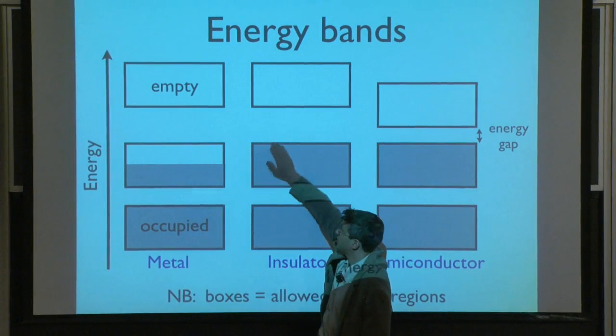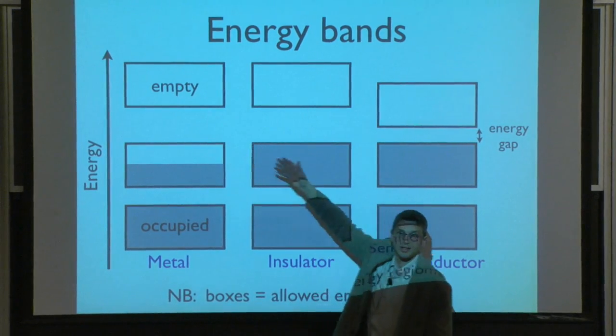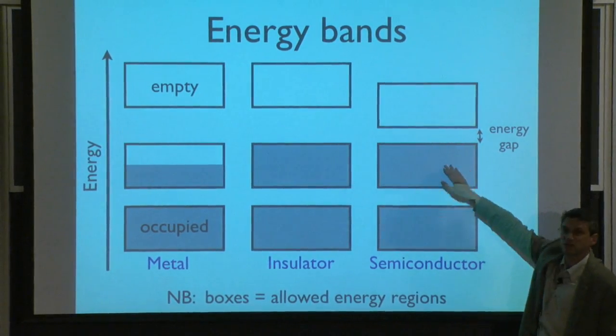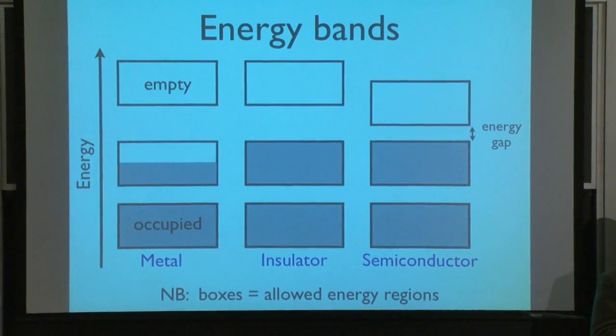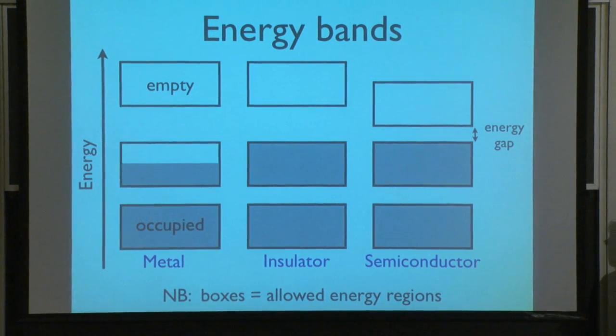If you stop at the top of a band and there's a big jump to the next band, it's an insulator. If it's a little jump, it's a semiconductor. Anybody know what the gap of a semiconductor is typically? 1.8 to 3 electron volts. Yeah, that sounds about right. 1 to 3. And what's an insulator? Anything higher than this. Yeah, 5 eV.